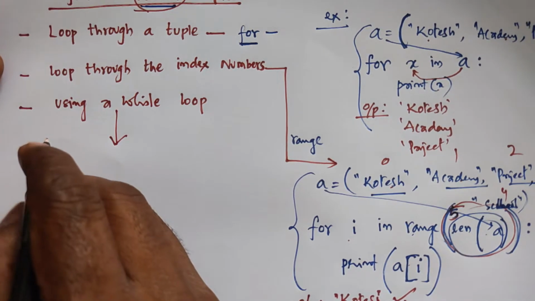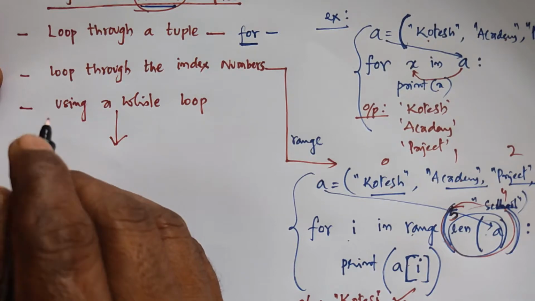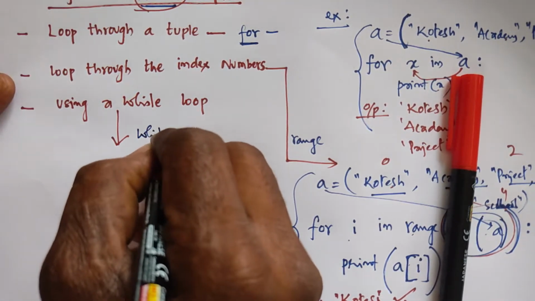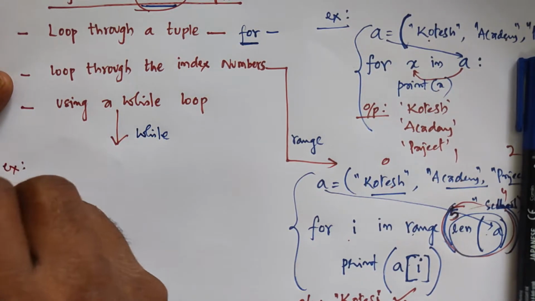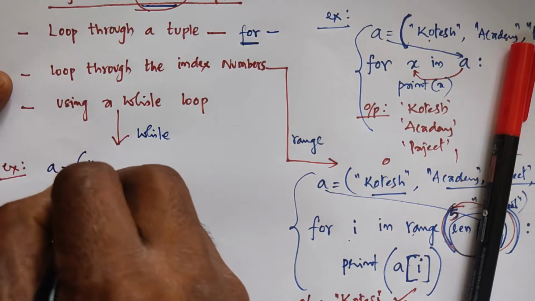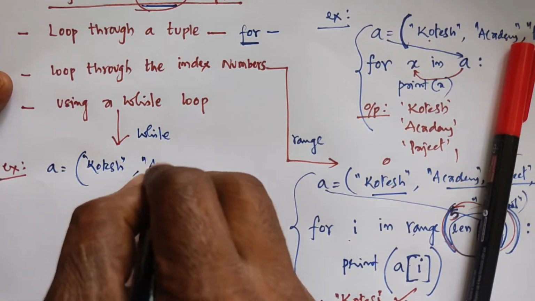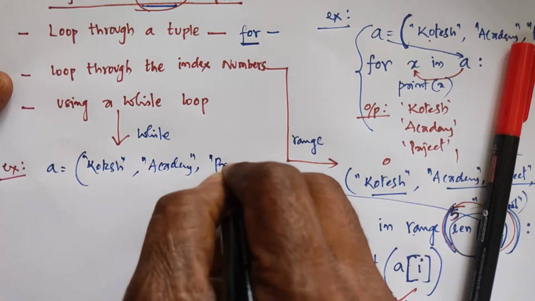And next one is using a while loop. What is the role of the while loop? You can loop through the list items by using a while loop. The instruction name is the while loop condition. For example, same concept we are considering here. a is equal to quotation, second one is academy, third one is project.